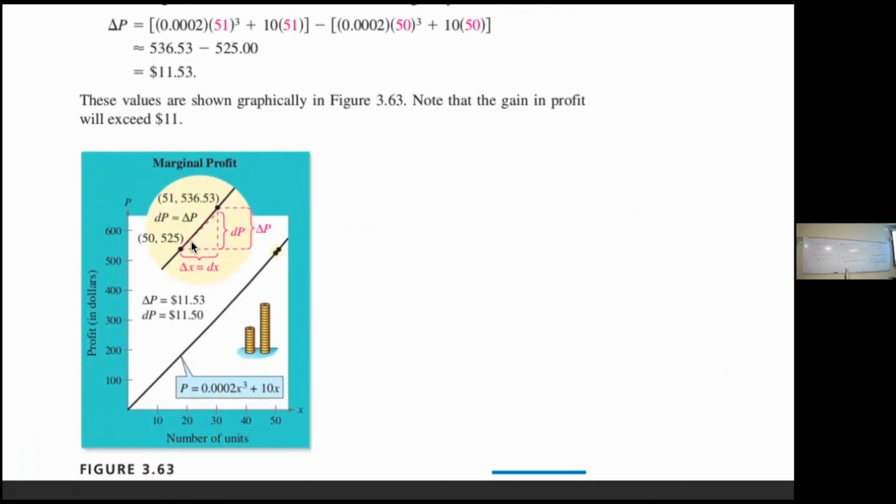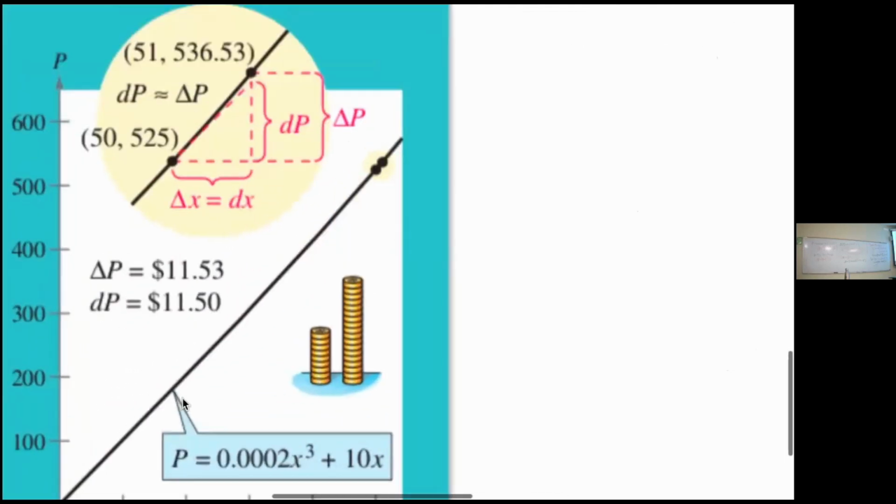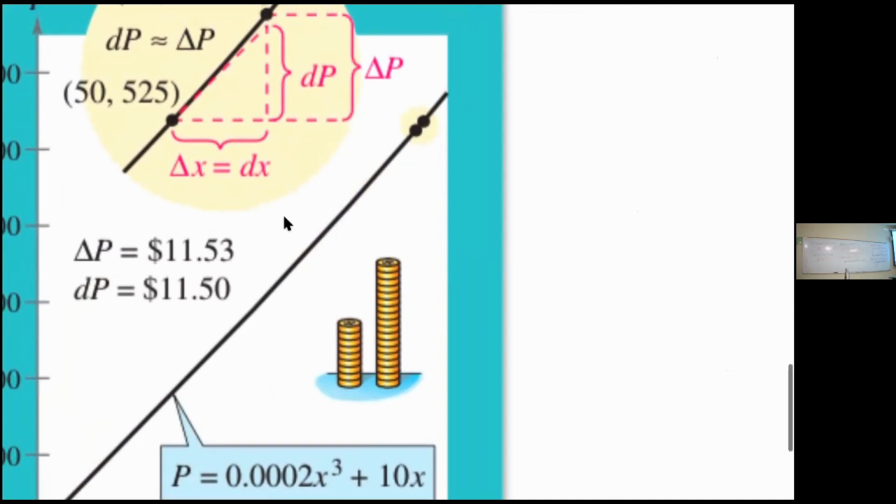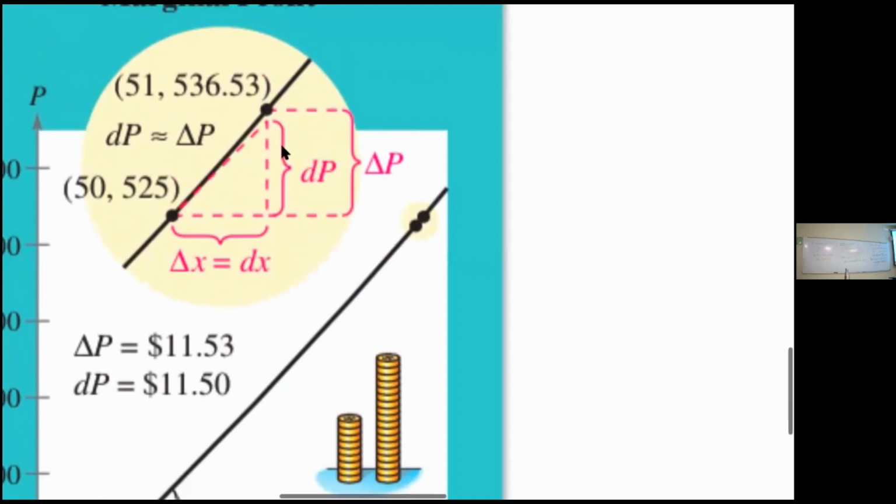So something else to notice, this here is our profit function. Notice that it looks pretty straight actually. It looks almost like a straight line. And that's why delta P and dP are so close to each other, because this is nearly linear.